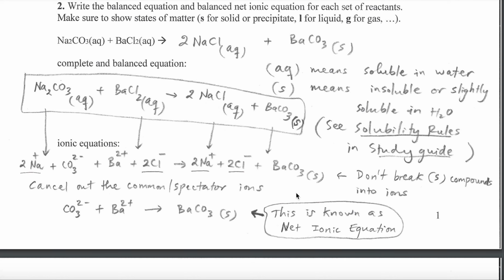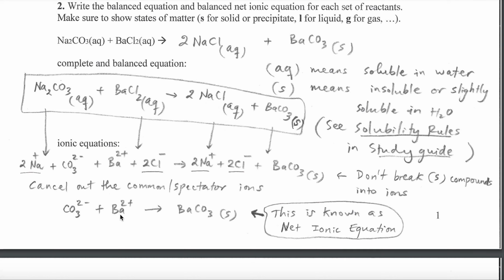Okay. Now, if you have 2 sodium plus on the left and 2 sodium plus on the right, that's the same, so you can cancel out mathematically. Those are called spectator ions or common ions. They show up both on the left and on the right. Another ion we can cancel out is chloride. So we're left with barium 2 plus and carbonate.